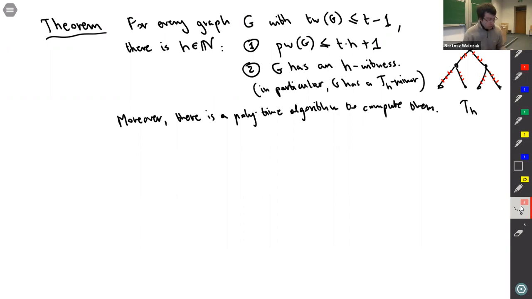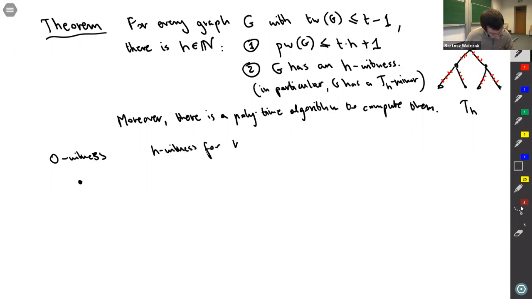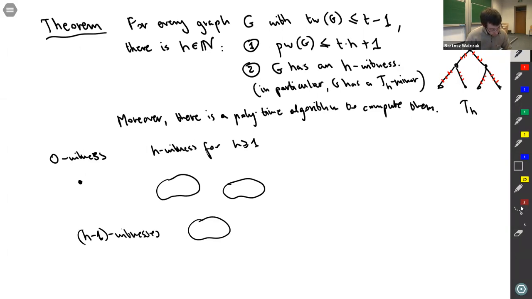Okay, so in order to clarify what this theorem is, I need to define this H witness. So the definition is inductive. So a zero witness is just a single vertex. So every graph which contains some vertex will have a zero witness. So now what is an H witness for H at least one? It is a structure which contains three H minus one witnesses. So here we have these three things, which are H minus one witnesses.